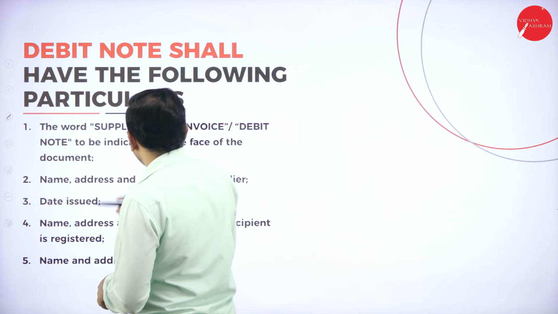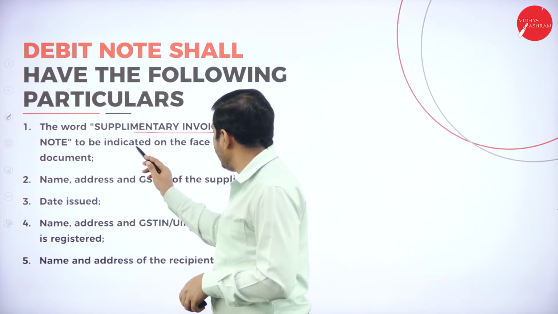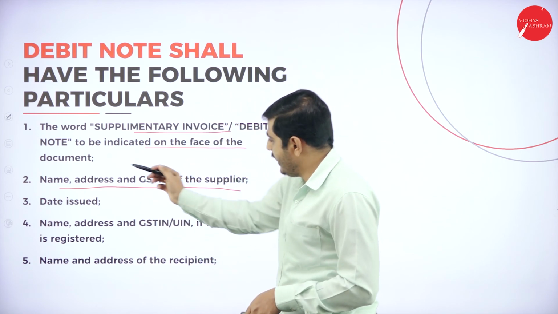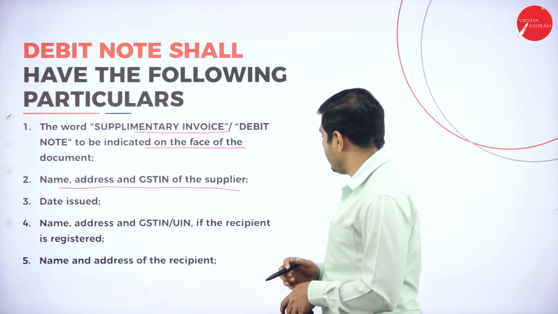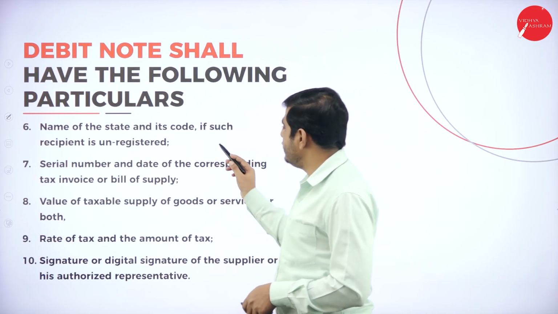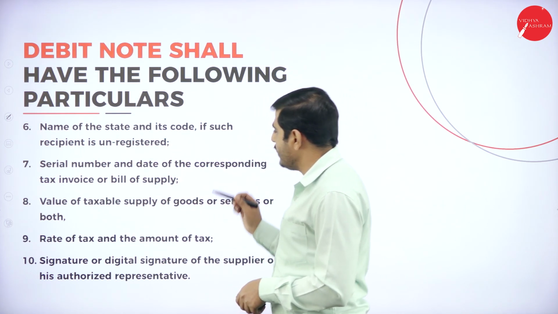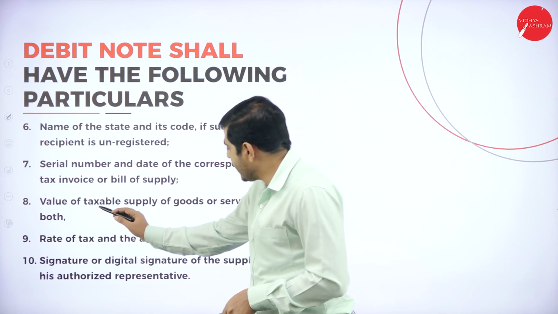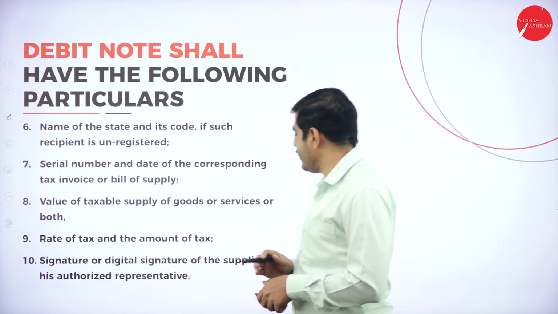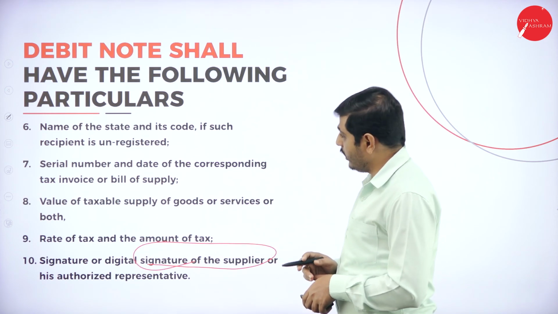Next one, debit note. The words supplementary invoice or debit note should be there, to be indicated on the face of the document. Next one, name, address and GST number of the supplier, date of issue, name and address and GST number of the recipient if registered. Next one, if the recipient is not registered, the name of the state and its code. Next one, serial number of that particular tax invoice. Next one, tax value supplied by the receiver or both. Next one, rate of tax and amount of tax. Next one, the digital signature of the head of the organization should be there.